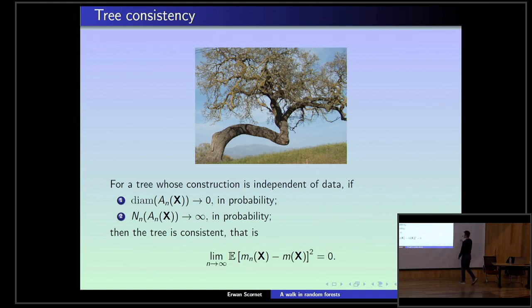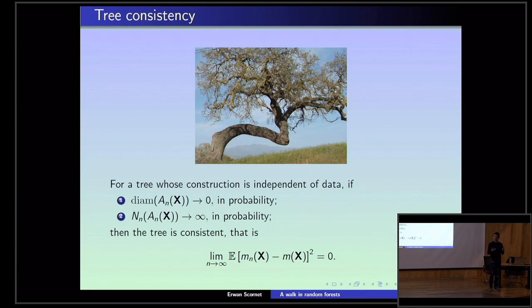Okay, so this theorem is about trees whose construction is totally independent of data. Okay, so I have my data, I throw them away, and I build a partition. So the question is now when this partition is consistent, meaning when a single tree estimates the true function with a very good precision.